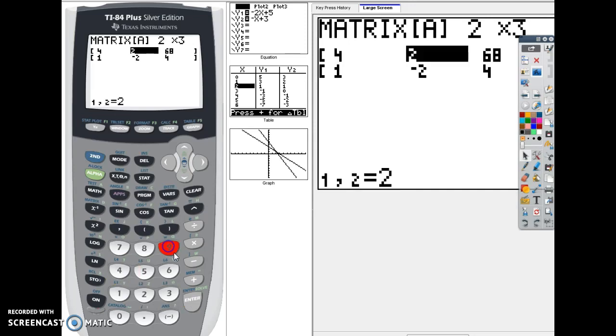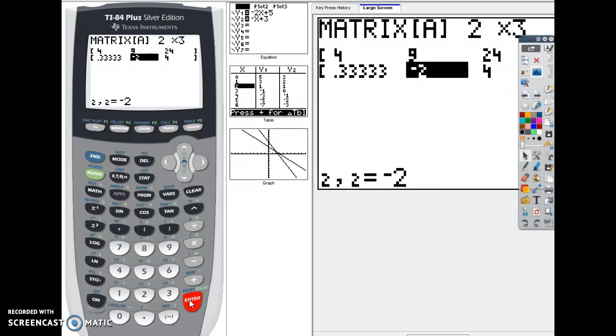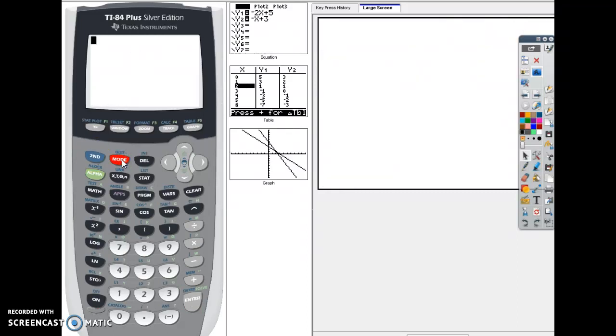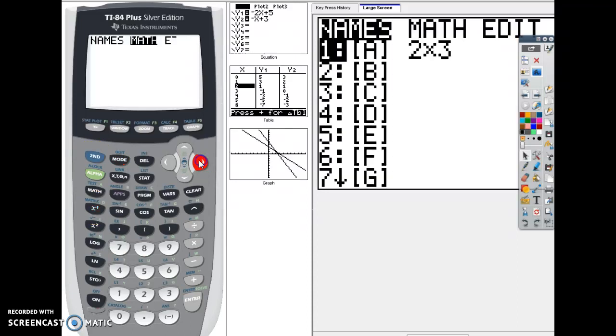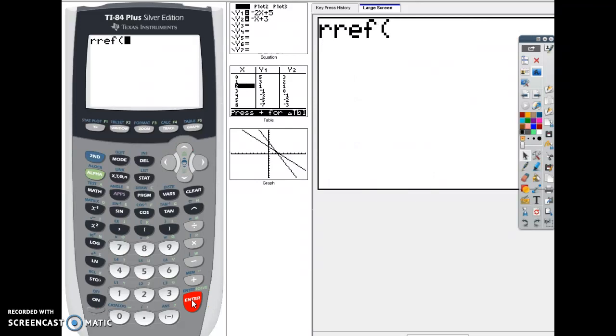I have 4, enter, 9, enter, 24, enter, 1/3, so 1 divided by 3, enter. And it'll change it into a decimal for you. Don't worry about it. Then the next one was 1, because it was 1y, enter, and 3, enter. When you're done filling in the matrix, don't forget to quit. So second mode. And then go back to the matrix, second matrix. But this time go over to math and go up to where you see RREF. Press enter one time. Make sure the cursor is right after the parentheses. And then do second matrix, enter, enter.